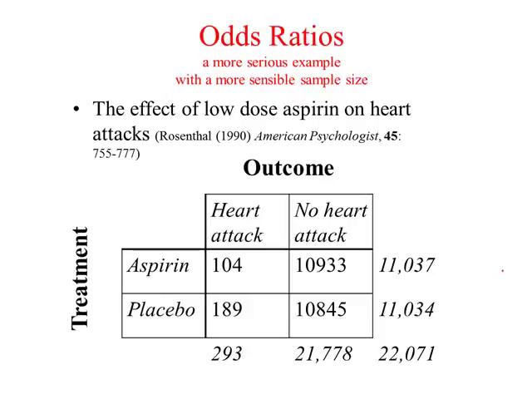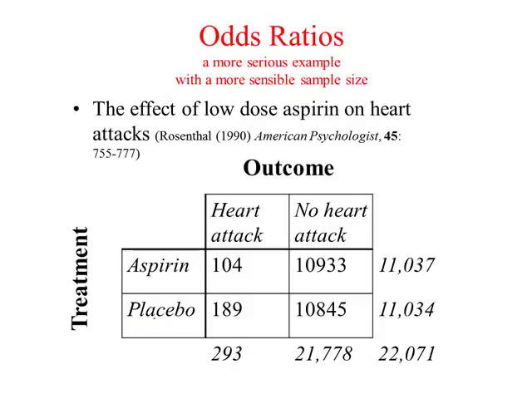Now the odds ratio in a more serious example and with a more sensible sample size. So really odds ratios are generally used with samples that are very large. So in this case we have 22,071 people, and approximately half of them are on a regime of taking aspirin and the other half take a placebo.